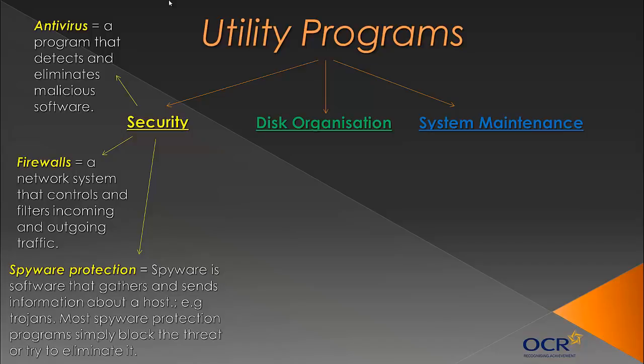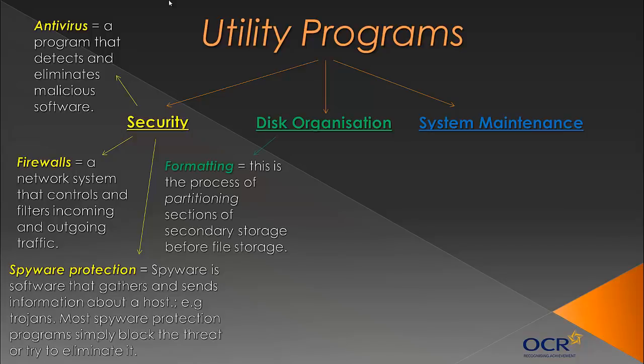So an example of this is a Trojan. You don't need to know what a Trojan is, but it's just an example of software that's spyware. And most spyware protection programs simply block the threat. So it's difficult to eliminate them, but some try to eliminate them. I'm not sure how they do, but it's easy to simply block them by making sure they're not downloaded or making sure they can't do anything too dangerous.